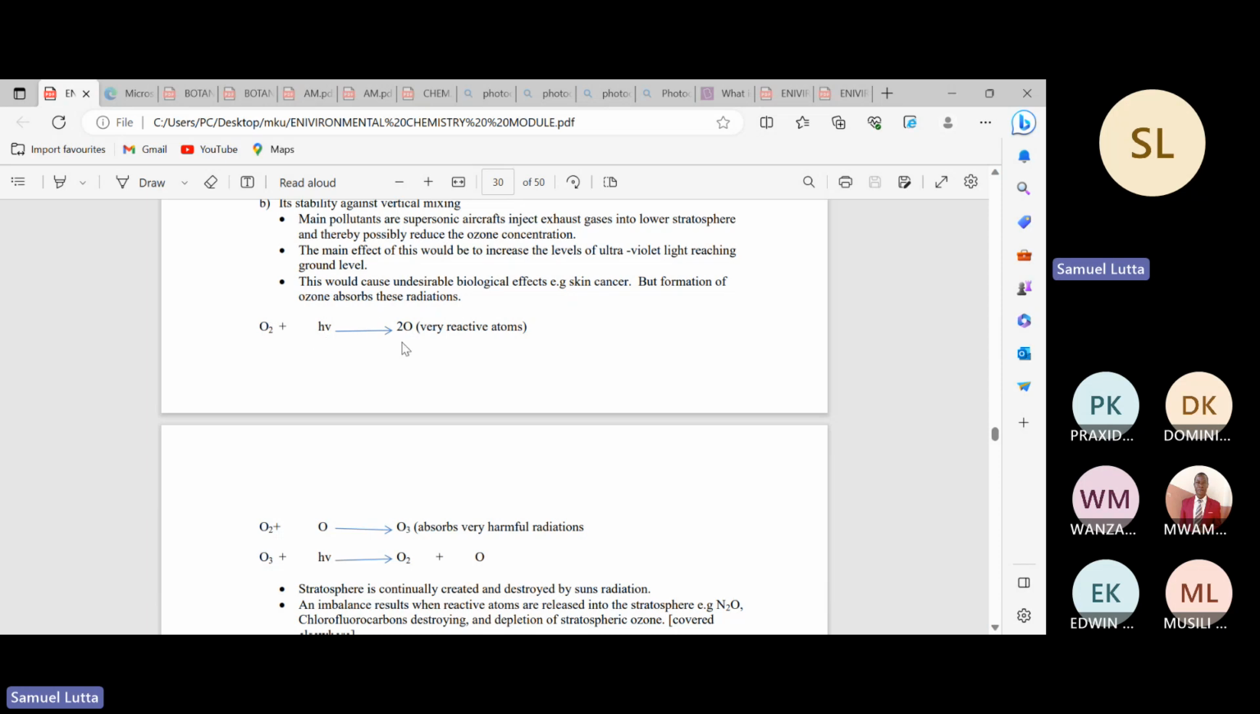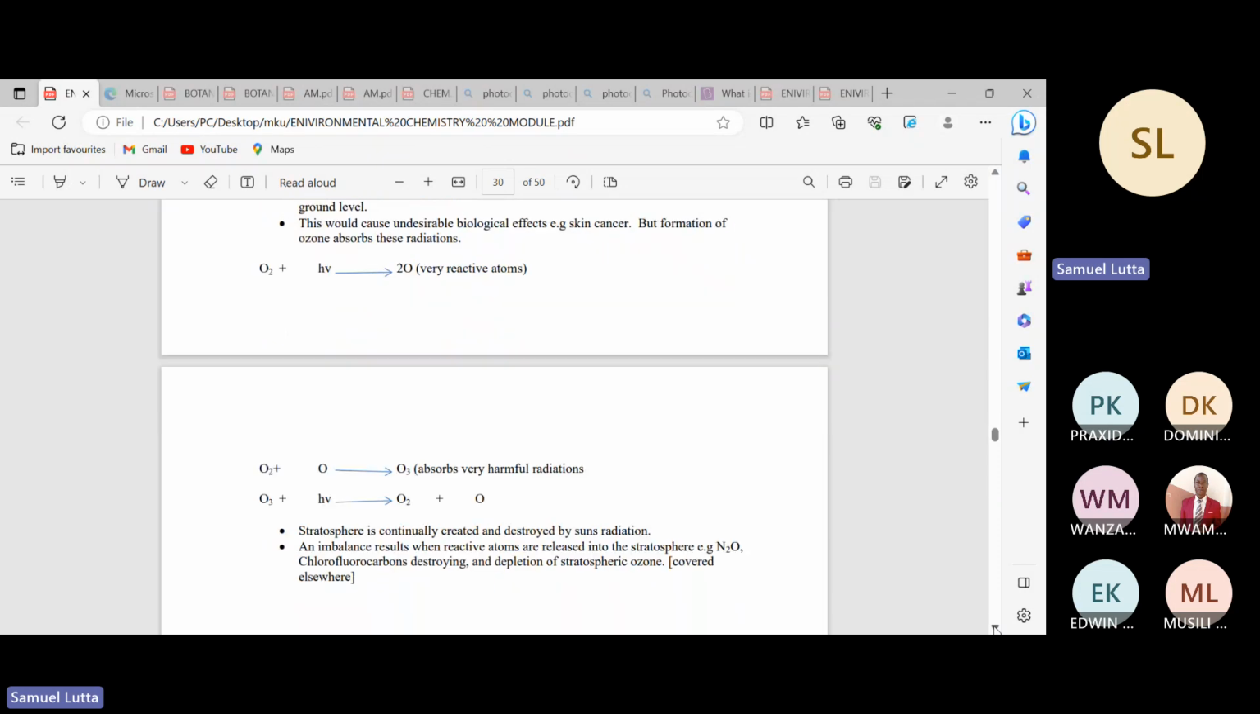It can break oxygen into atomic oxygen. The atomic oxygen can combine with the oxygen to form ozone. When you form this ozone, this is good because it absorbs very harmful radiation from the sun. But again, in the presence of UV, the same ozone will break down to give oxygen and atomic oxygen. So again, it is destroyed. It is destroyed to form oxygen.